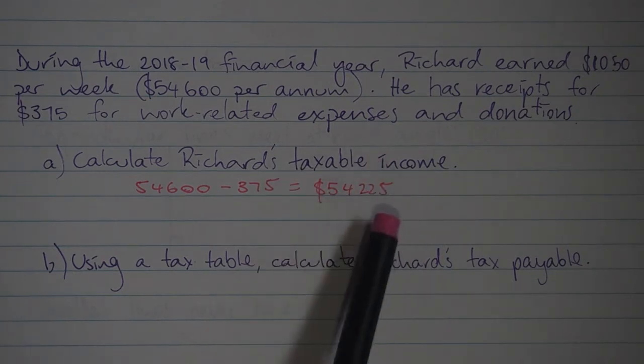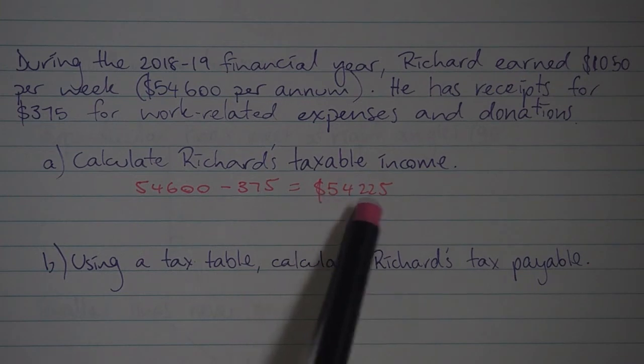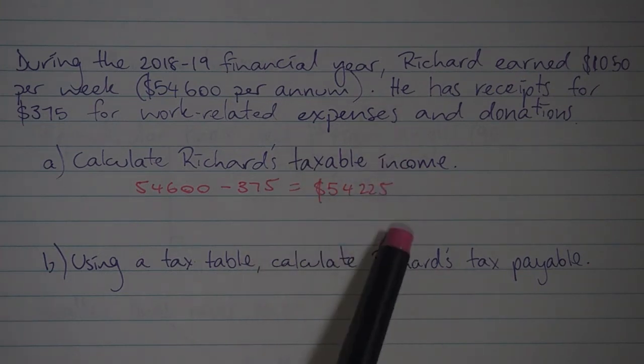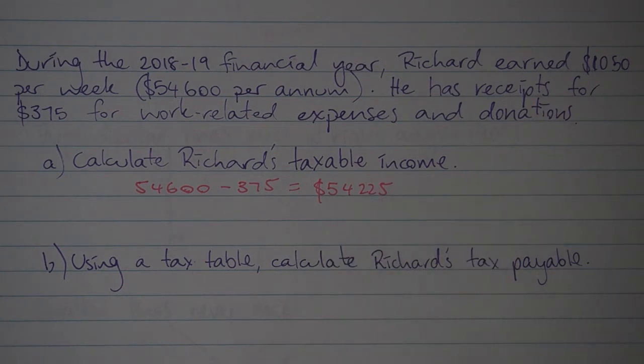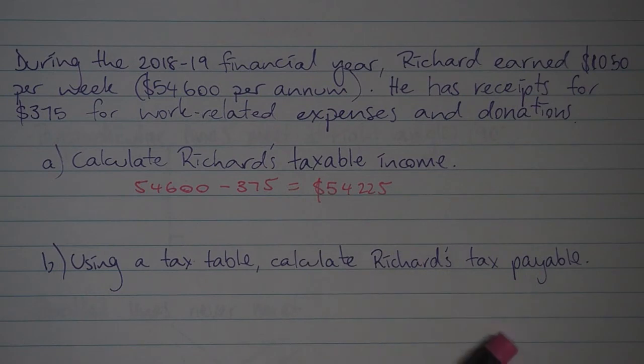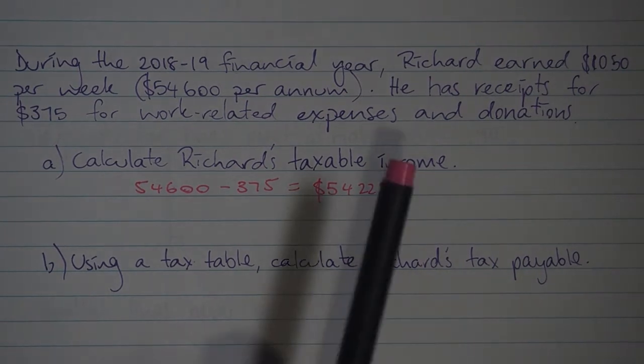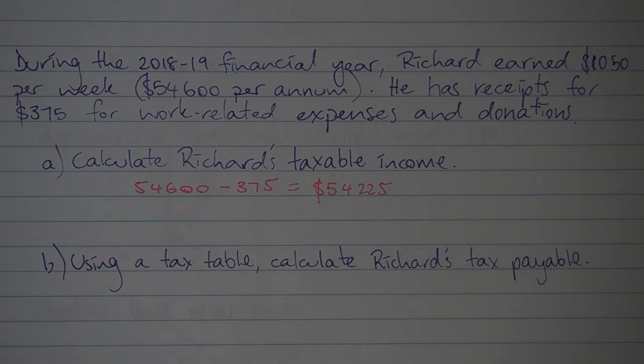Now, it's not an issue in this question, but it is worth noting that taxable income is only whole dollar amounts. So had he earned $54,225.85, he doesn't pay tax on that 85 cents. The tax table is only interested in the whole number amount. So if you earn part of $1, you basically get that tax-free. It's only on whole dollar amounts.